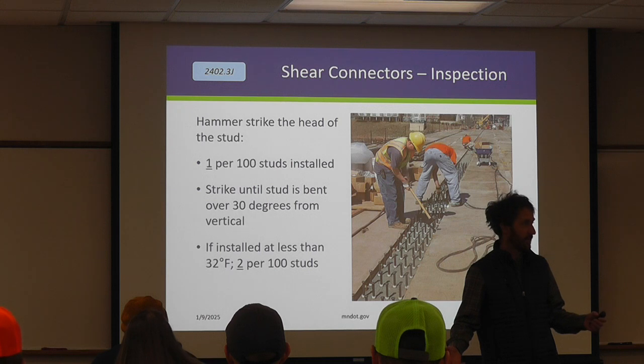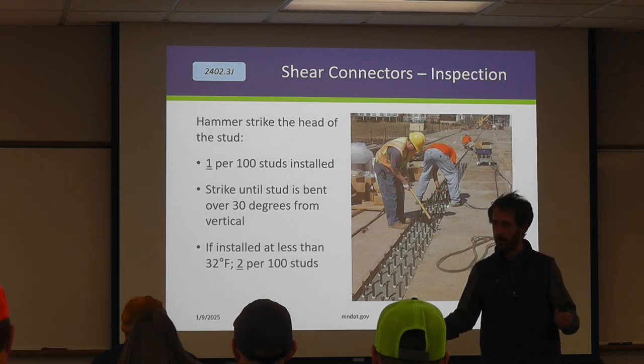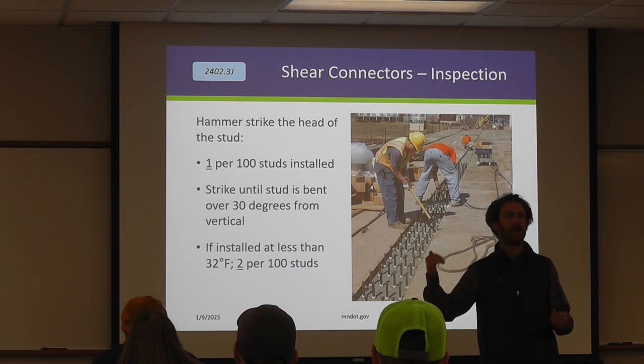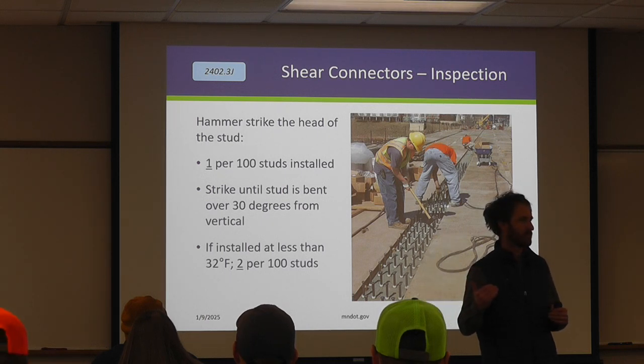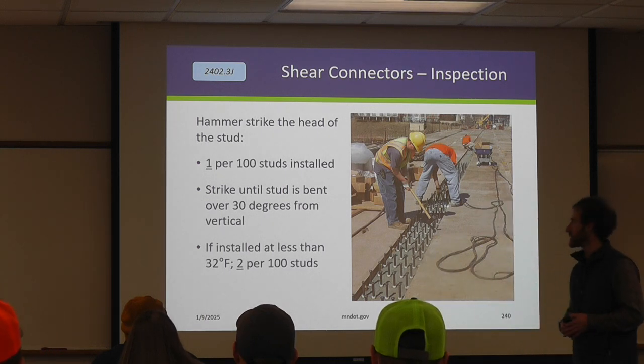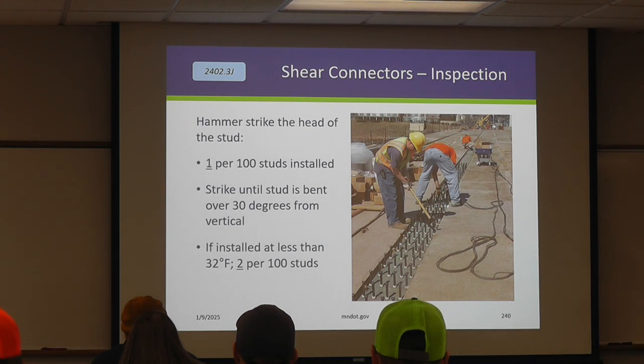We're not picking on the contractor, we're taking out the poor quality material. Does that make sense? Because if these aren't attached right, the design doesn't work as intended. So use your discretion as an inspector, but again, the minimum is 1 per 100.